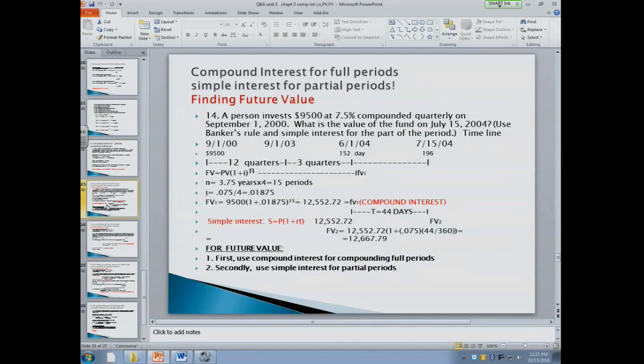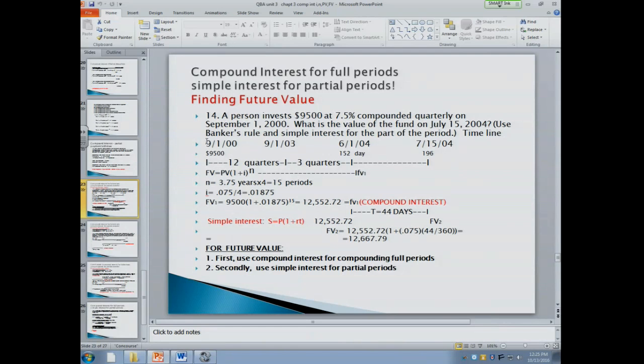Okay? So a person invests $9,500 at 7.5% compounded quarterly on September 1st, 2000. What is the value of the fund on July 15, 2004? Use banker's rule, simple interest for part of the period. So the most difficult part is finding N.